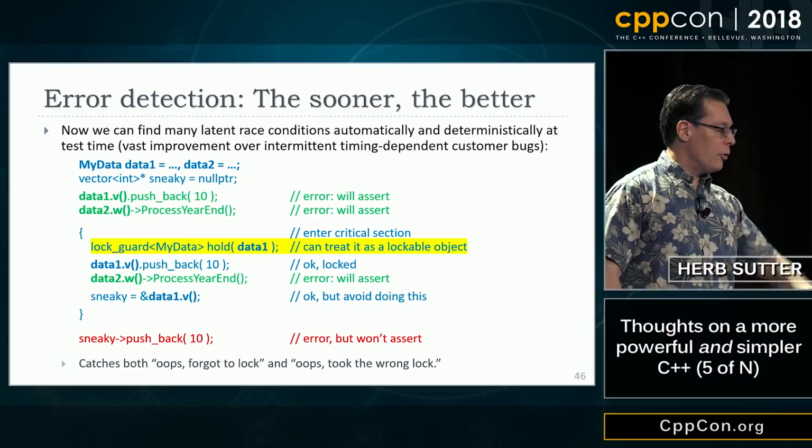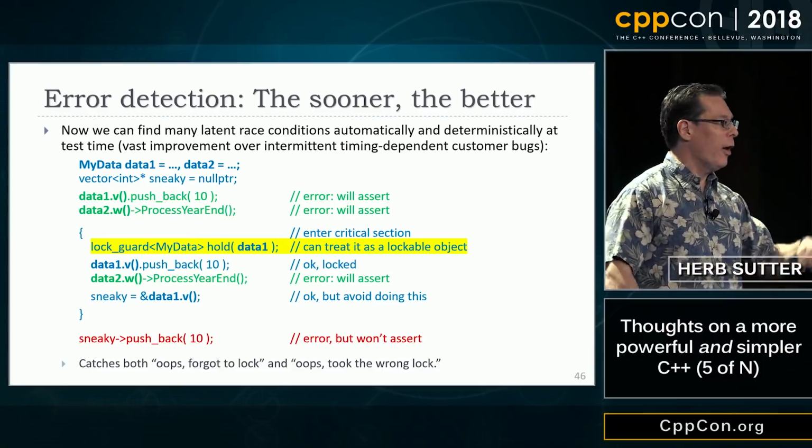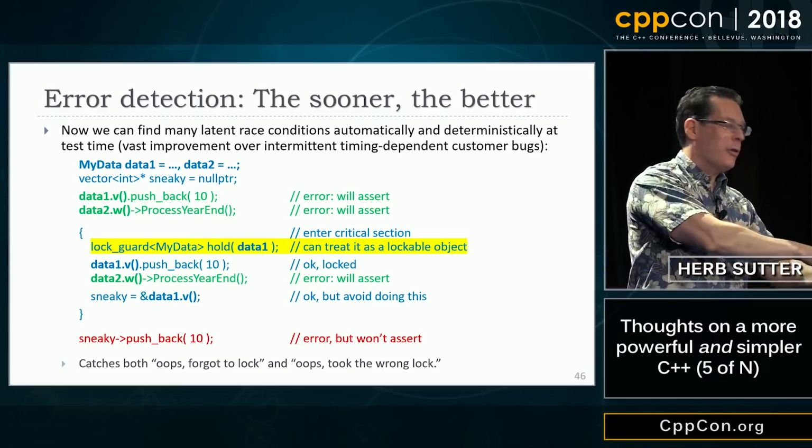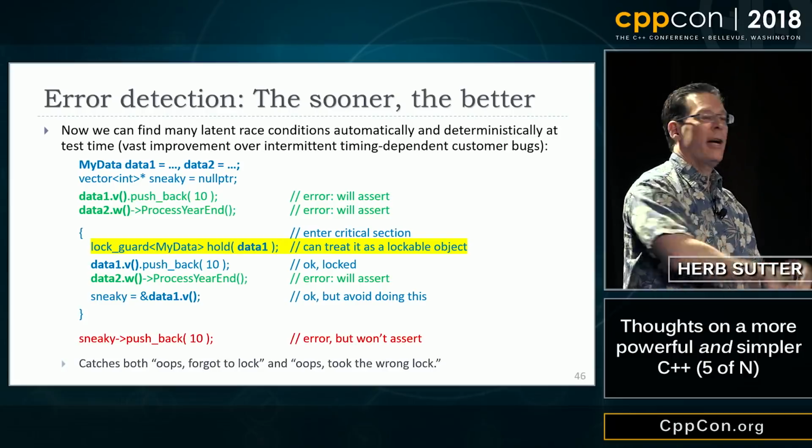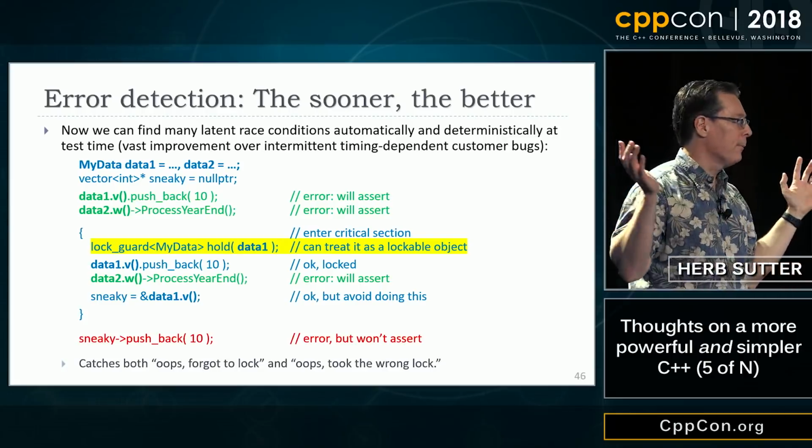The one thing you shouldn't do is take that sneaky pointer while you've got the lock, access it, store a pointer to it, release the lock, and then use the pointer. I can't detect that. Fire that person.